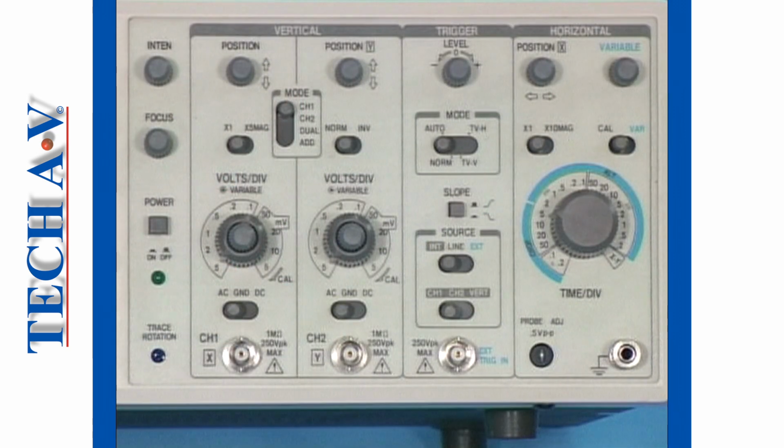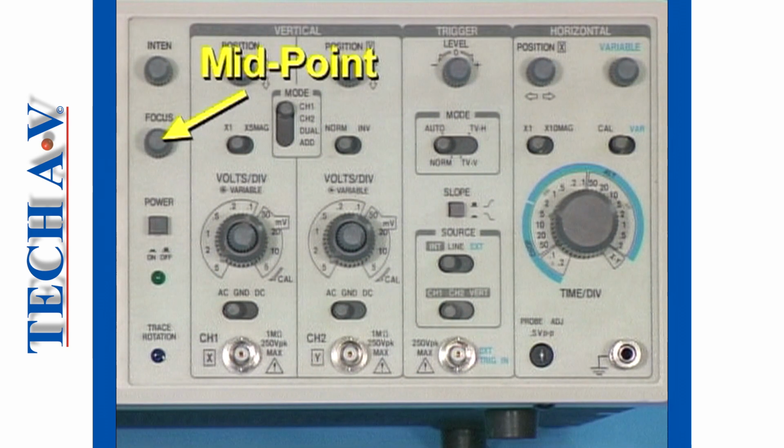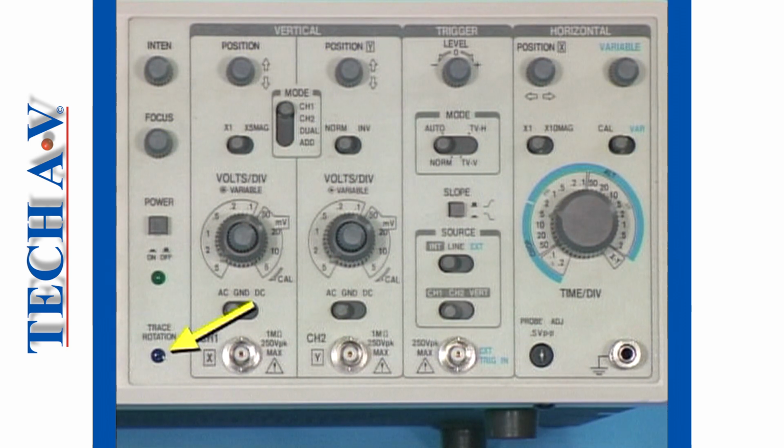The screen control group consists of the power switch, which to begin with must be in the off position, the intensity or brightness control, which must be turned fully counterclockwise to the minimum position, the focus control, which must be set to mid position, and the trace rotation control, which we will adjust later.